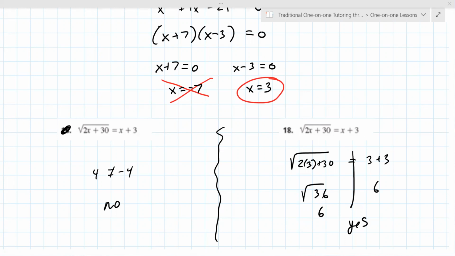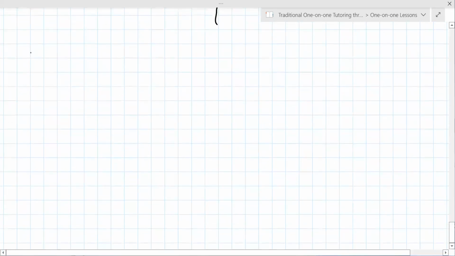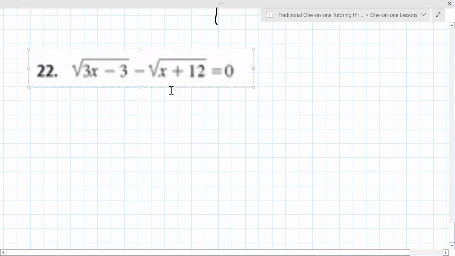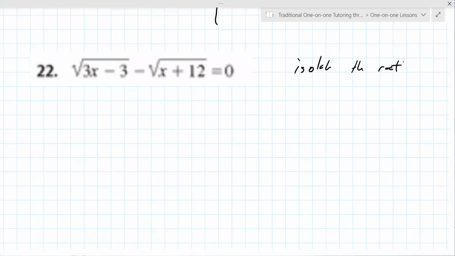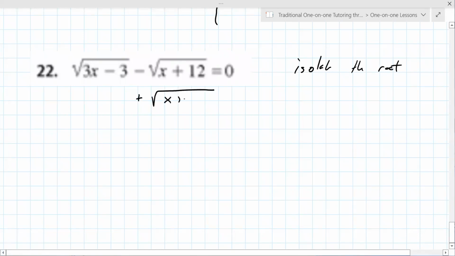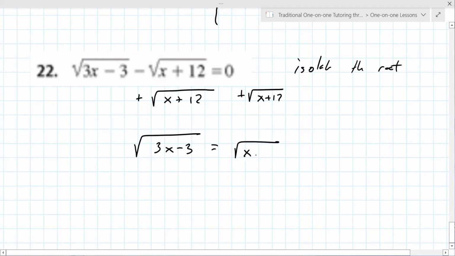This is the next kind of variation on the same problem. And in some ways, it's actually better, as you'll see here in a moment. So in every problem I've written down today, I've said isolate the root. You've seen me write that a number of times today. But you're like, well, Matthew, there's two roots now. So this is the variation. So we're going to move this negative one to the right. So it becomes square root 3x minus 3 equals square root x plus 12.